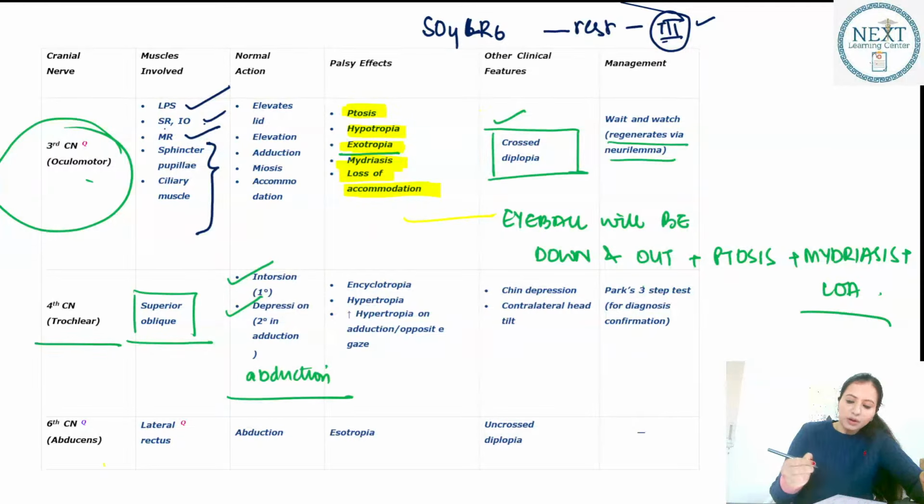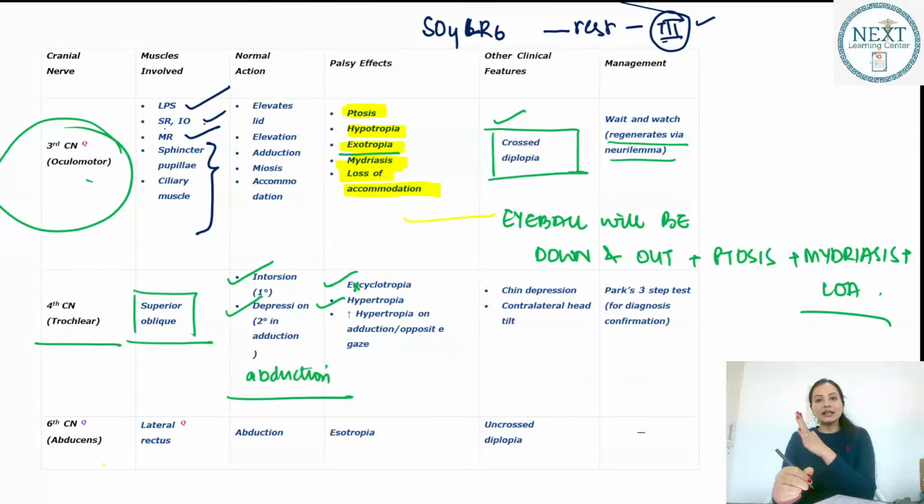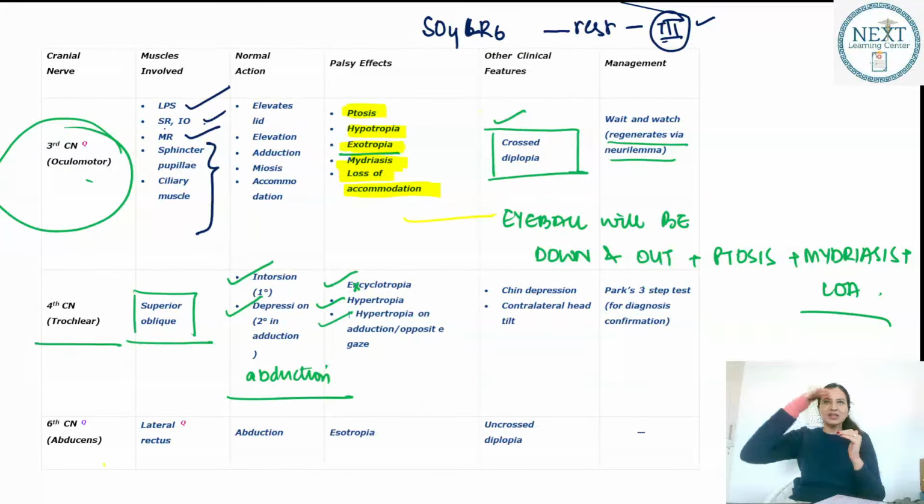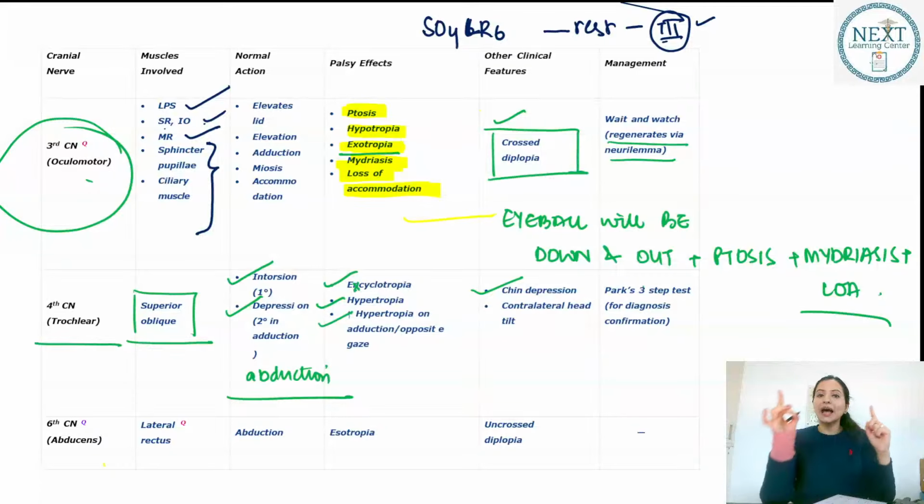Now, when the muscle is paralyzed, what will happen? It will lead to excyclotropia, hypertropia, and this hypertropia will increase on adduction, or you can say opposite side gaze. So what are the compensatory measures? Since the eyeball is hypertropic, the patient will have a chin depression so that the patient will get a clear view. Apart from it, since there is increase in hypertropia on adduction, the patient will have a contralateral head tilt.